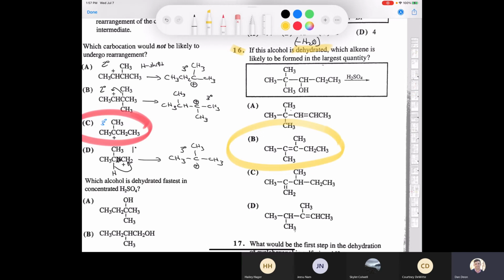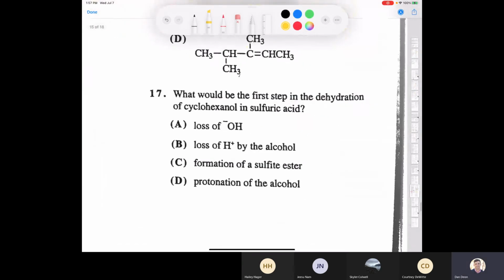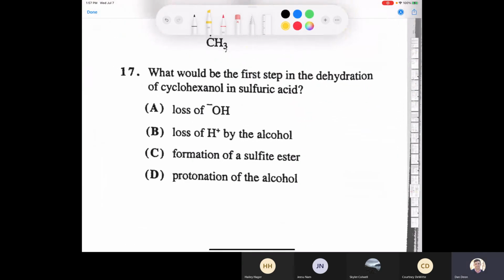Let's take a look at question number 17. I'll just throw this out there to my students. What would be the first step in the dehydration of cyclohexanol in sulfuric acid? So if we take cyclohexanol, right, and you treat this with sulfuric acid, and it says it's a dehydration, so we're losing water, we would end up with cyclohexene.